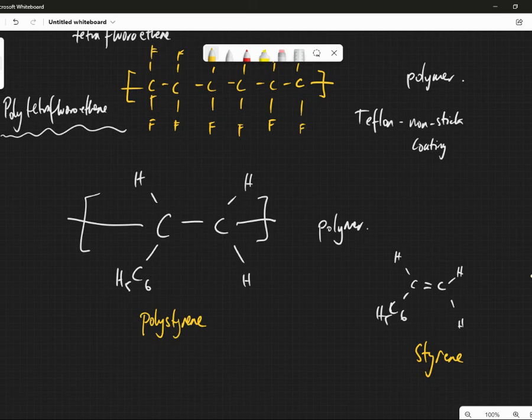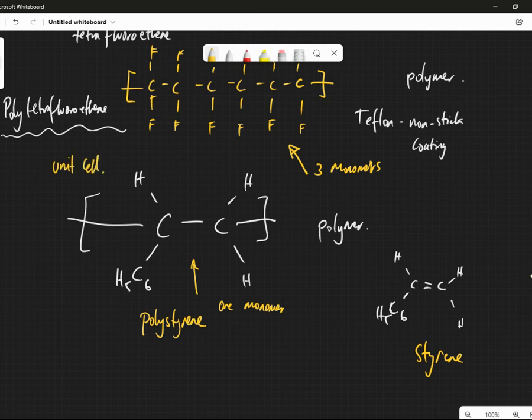Now, have a look at this. This unit here is from one monomer. This one here I made from 3 monomers. But this bottom one, I used one monomer only. So if your polymer part looks like it's only from one bit, this is known as a unit cell.